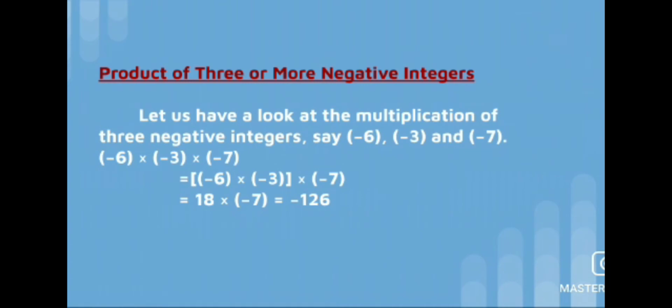Product of 3 or more negative integers. Let us have a look at the multiplication of 3 negative integers, say minus 6, minus 3 and minus 7. First, let us multiply any two integers, then we can go with the third integer. So minus 6 into minus 3, 6 3s are 18, and we have the same sign, so you have to include a positive sign before the product. So 18 into the third integer, minus 7. 18 into 7, that is 126. Here we have alternative signs, so before the product you have to include a negative sign. So the answer is minus 126.